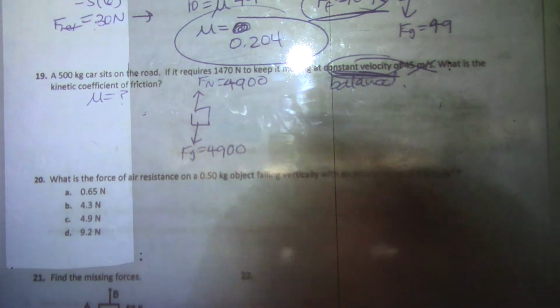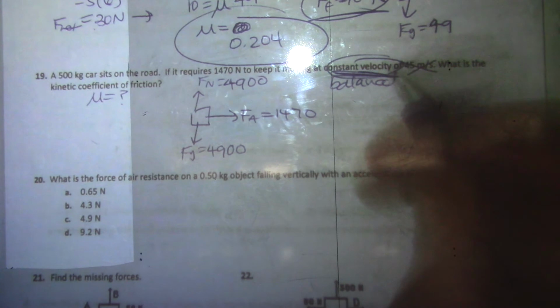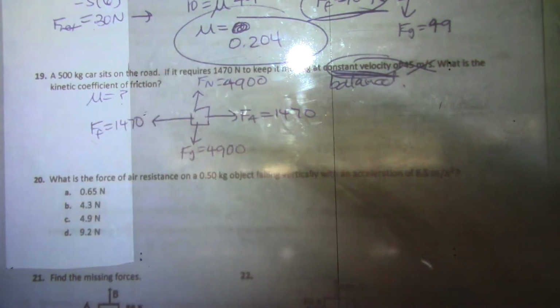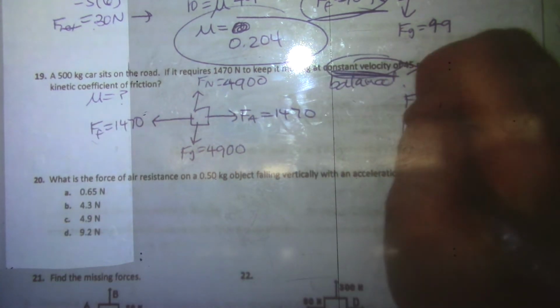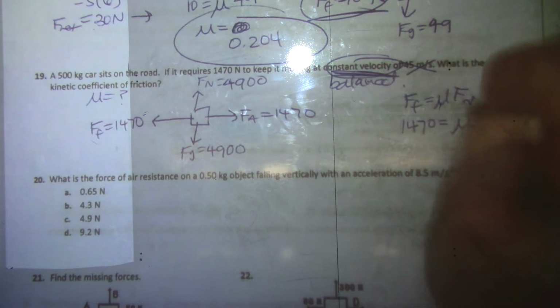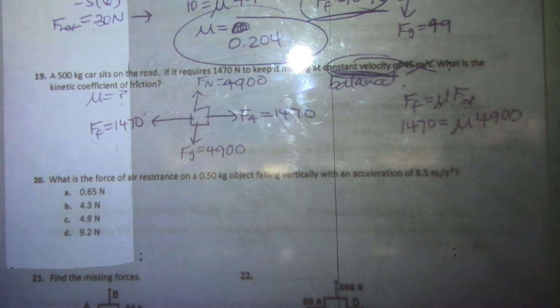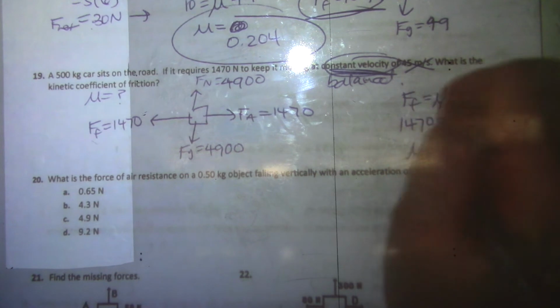Let's find Fg. That would be 4900. That's a really big weight. I guess cars are heavy. That makes sense. I know that I need this force to keep it moving. So I need that much of an applied force. And constant velocity tells me balance, so that means the friction force is 1470. And to find the coefficient of friction, that would just be friction over Fn then. 1470 is my friction, Fn is the 4900, and then I'm going to divide, and I'm going to get my mu is 0.3.